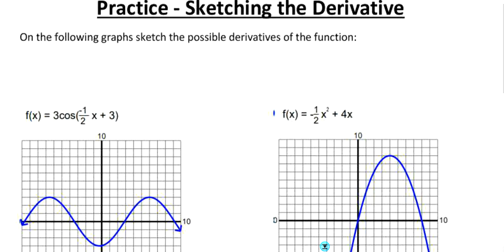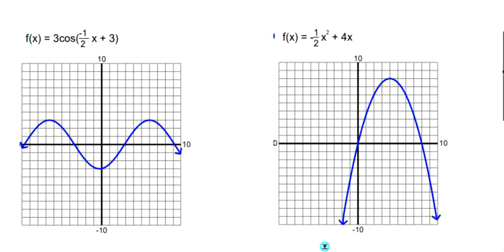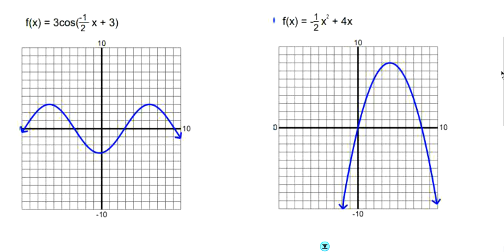Okay, so today we're going to practice sketching the derivative from the graph of our original function. It's not going to be exactly correct. It's just going to give us an idea of what our derivative looks like compared to our original function, because that's a skill that we need to have. It also aligns with our first derivative test.